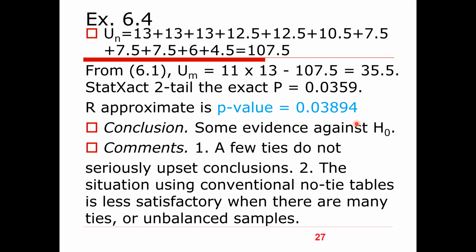So for this problem, we have to reject the null, right? Because this p-value is smaller than 0.05. And for this problem, there are ties, but there are not too many ties. The ties do not seriously upset conclusions. But when there are many ties or the samples are unbalanced, the results would be different. It will affect our conclusion.